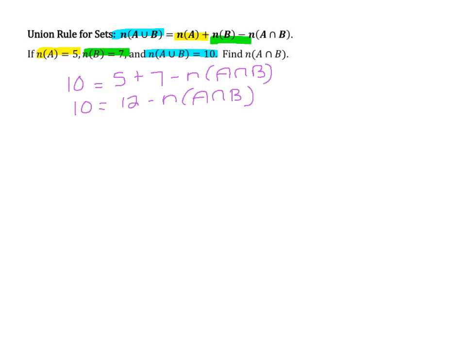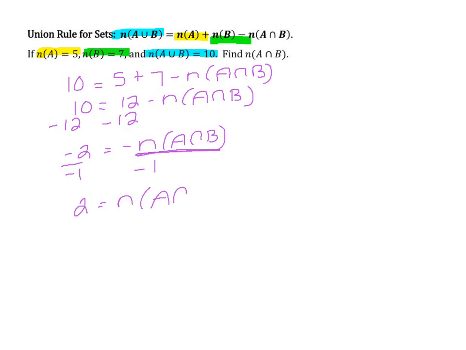We'll just start getting A intersect B by itself. We'll subtract 12. So negative 2 equals negative n(A intersect B). And if our goal is to get this part by itself, we're going to divide by negative 1. So 2 equals n(A intersect B). And that's all we have to do. This concludes section 7.2, Applications of Venn diagrams.